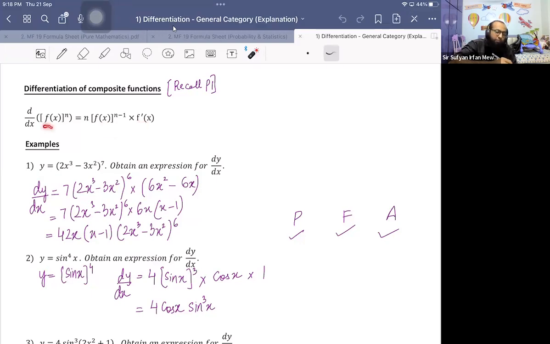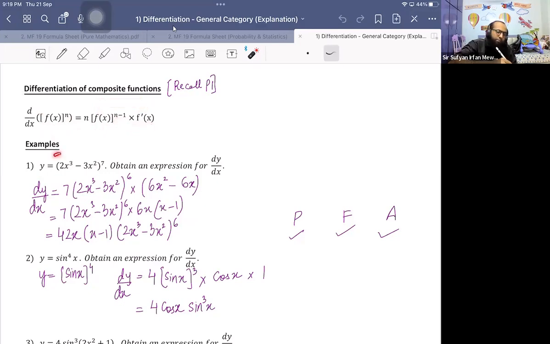So if it is f(x) to the power of n, then n will be multiplied. Then the power n will be subtracted by 1. The function within this time will remain the same. And then the differentiation of the function will be multiplied. So n f(x) power n minus 1 multiplied by f prime x.